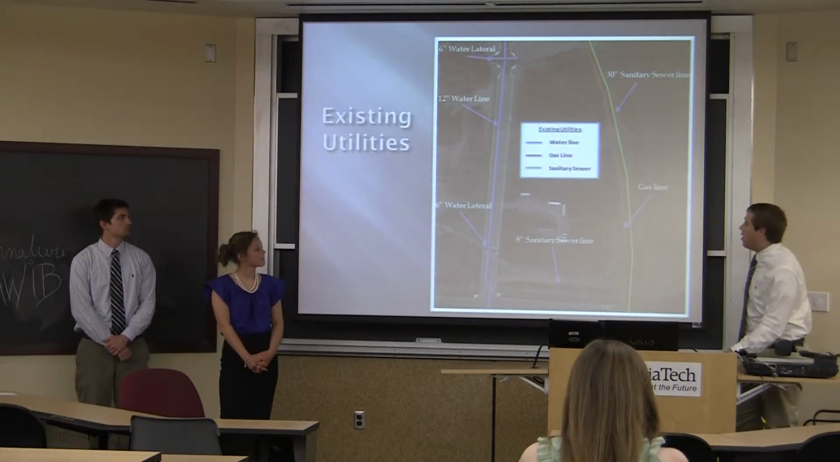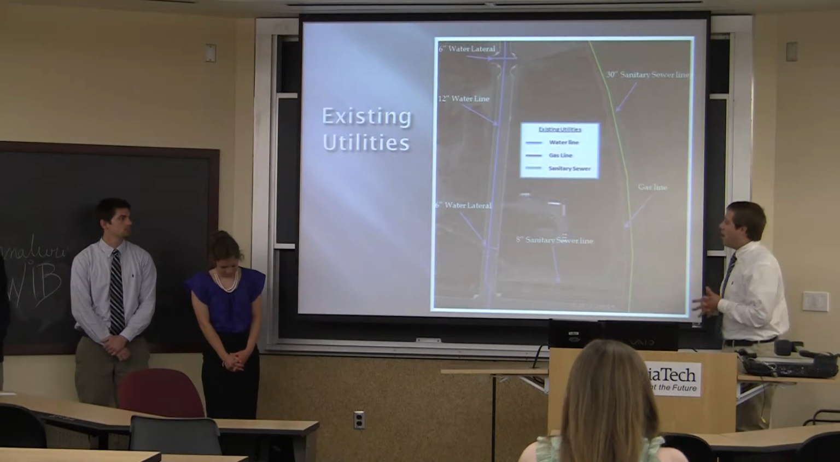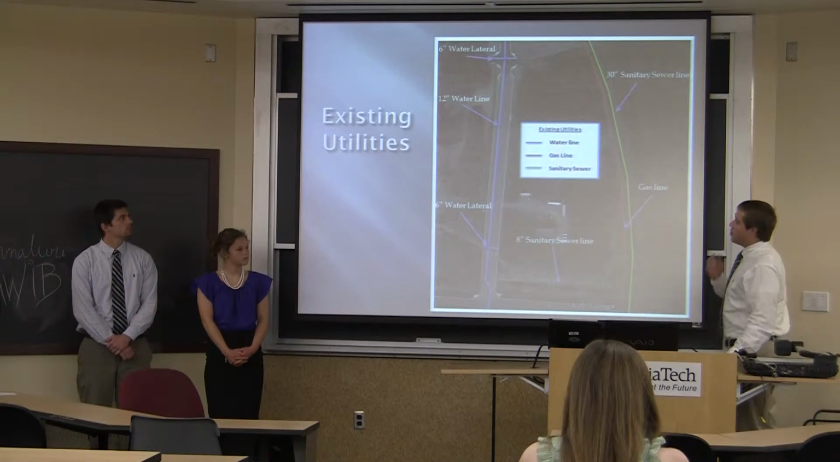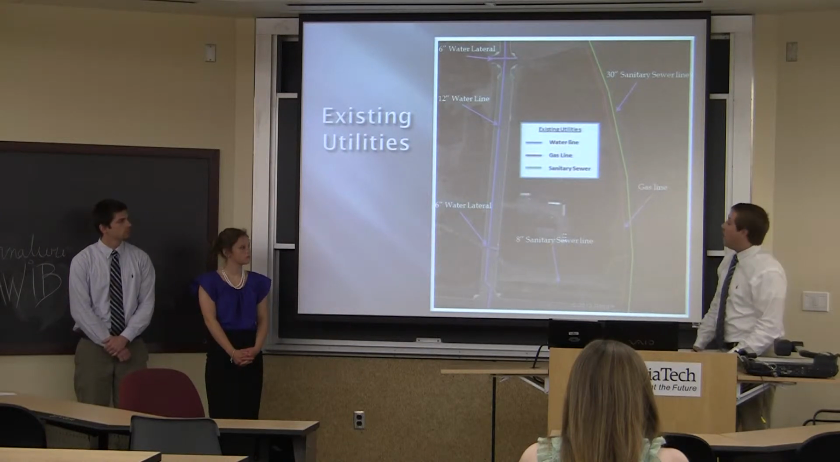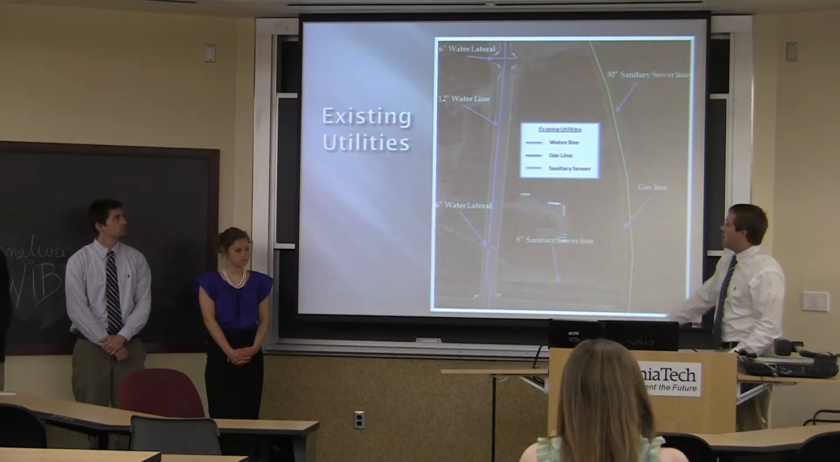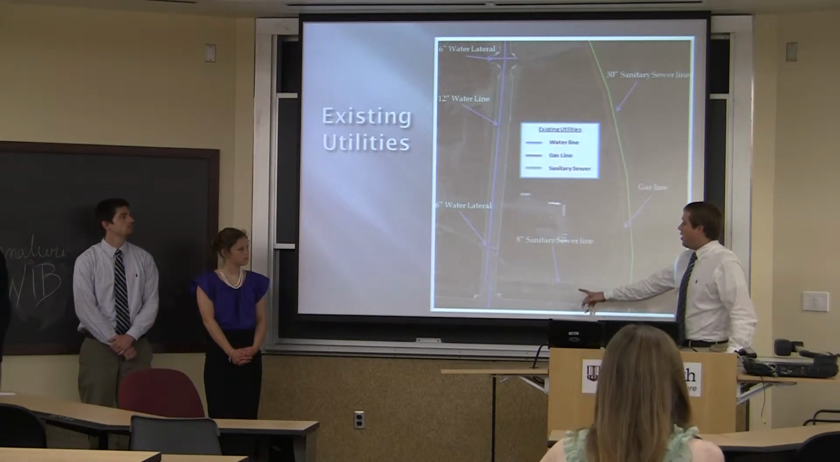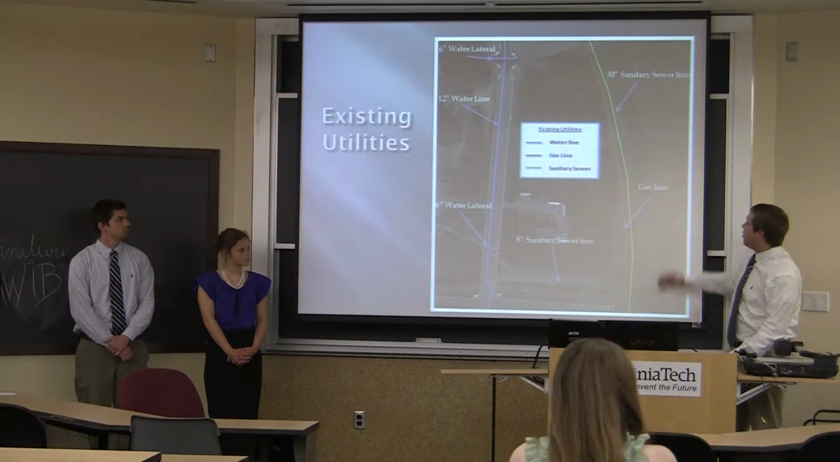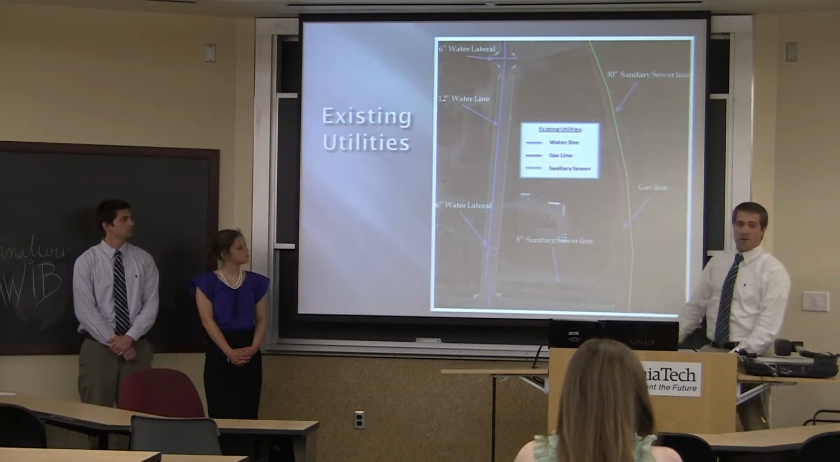This is a schematic of our existing utilities on our site. Stone Harbor Drive is right here, as Kelsey mentioned in the previous slide. There's a 12-inch water line running in the right of way beneath that, with two 6-inch water laterals. South of the site, we have an 8-inch sanitary sewer line, and a 30-inch sanitary sewer line running south and north and east of our site. Parallel to that, we have a gas line as well.